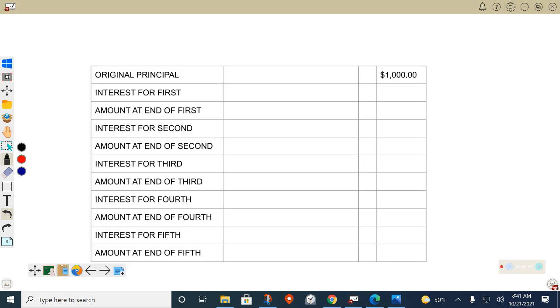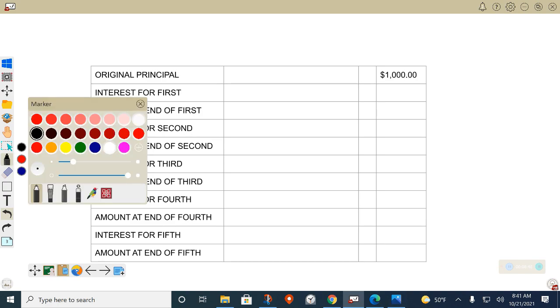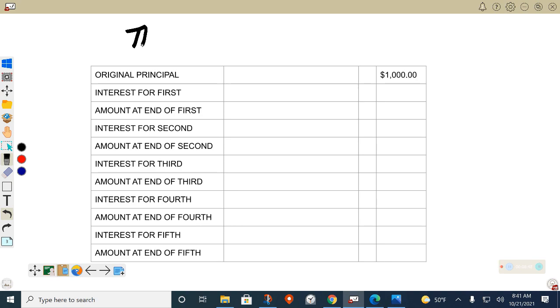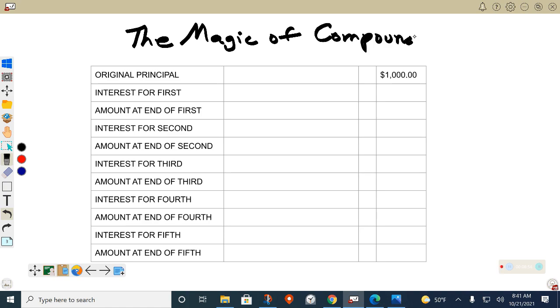What I want us to do here is title this note guide right here, right on the top. Watch this. The magic of compound interest. Now, it's not really magic. It's just a play on words, but it's amazing how your money can grow.